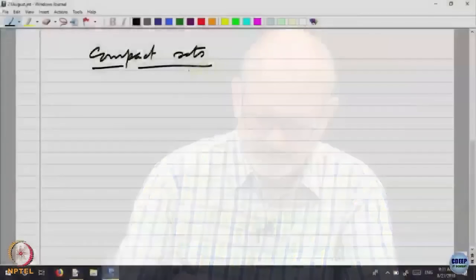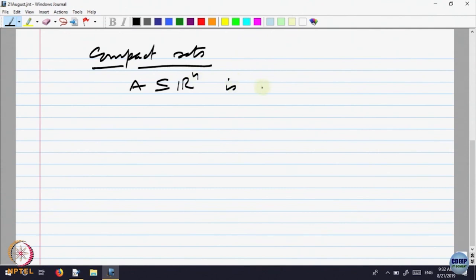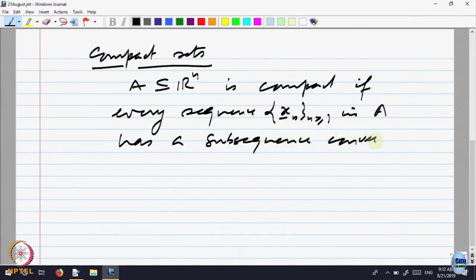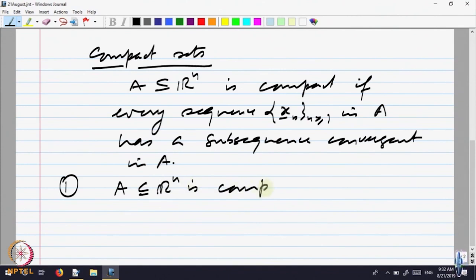So, let us recall we had started looking at what are called compact subsets of the real line. A subset A of R^n we said is compact if every sequence x_n in A has a subsequence convergent in A. Then we proved one result, namely A contained in R^n is compact if and only if it is closed and bounded.